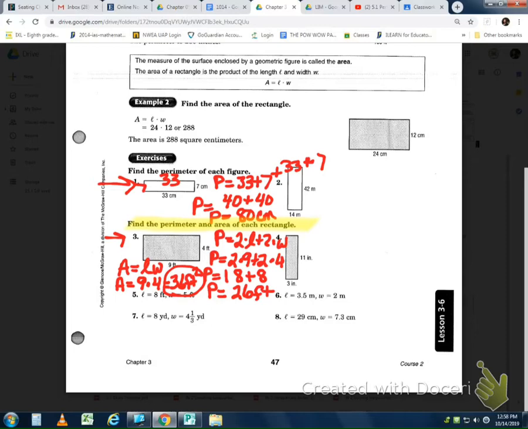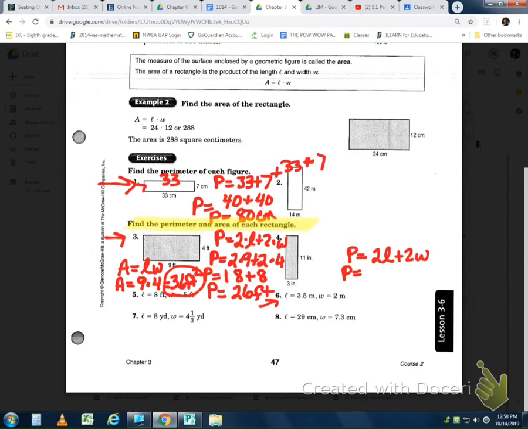All right. I'm going to do one with a decimal, so I'm going to go ahead and do number 6. It has length is 3.5 meters and width is 2 meters. So there's no picture with it. It's just giving you the information. So we're going to do the two formulas, perimeter, and for your assignment, I'd like you to write this down for each problem. Perimeter, P equals 2L plus 2W. That means 2 times the length plus 2 times the width.